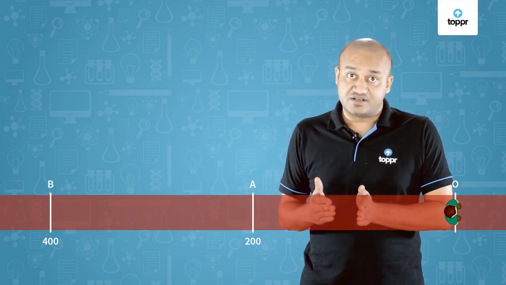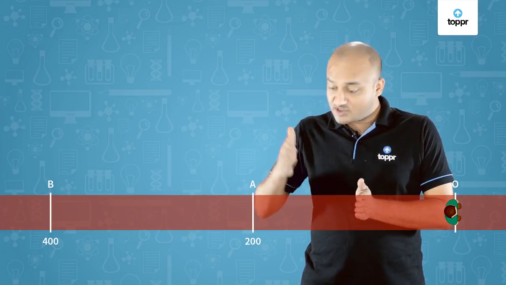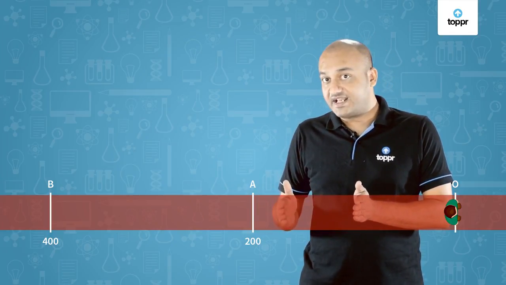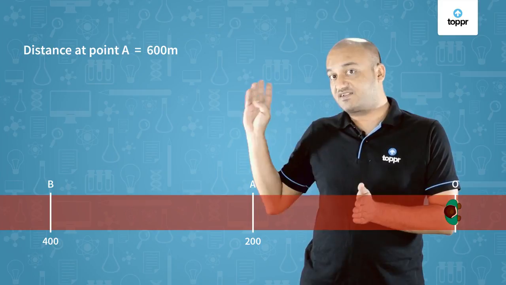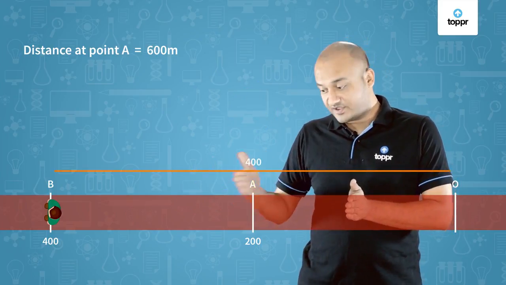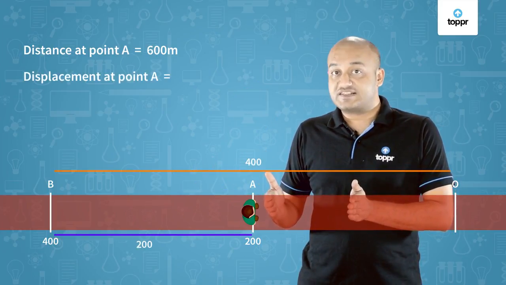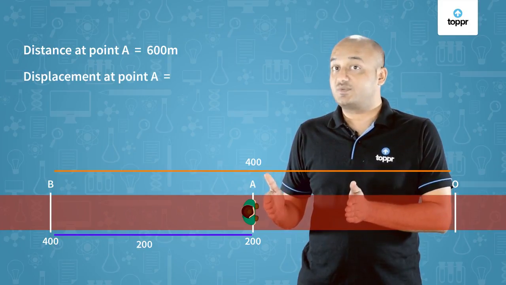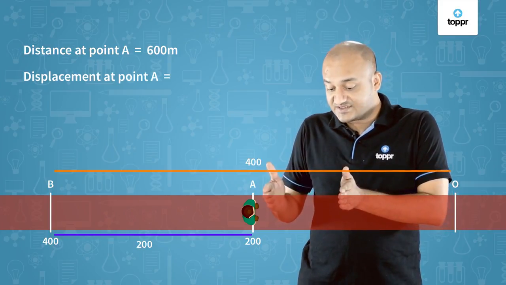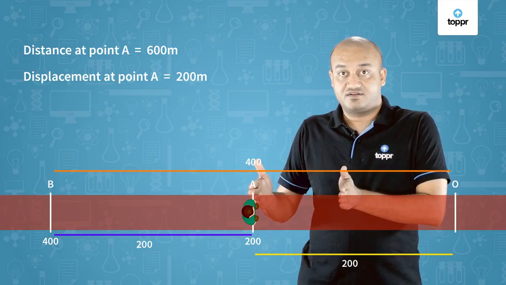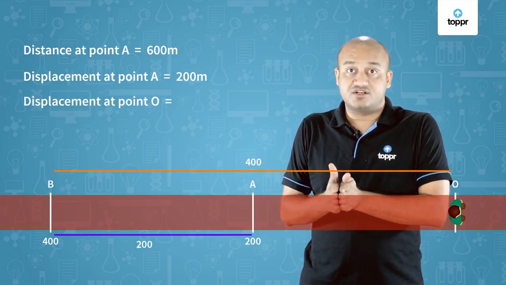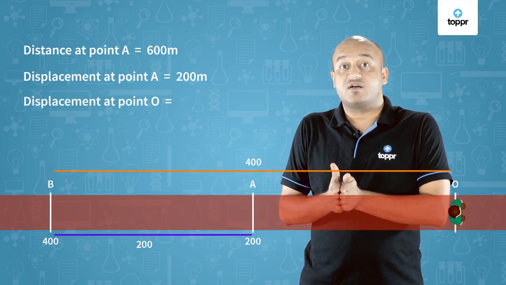But in the return journey, it becomes very interesting. Let's look at point A. At point A, the value of distance you can see was 600 meters, 400 plus 200. But the value of displacement, which is the shortest distance between the initial and the final point, you can see it is just 200 meters. When it comes back to the origin, the value of displacement becomes 0.